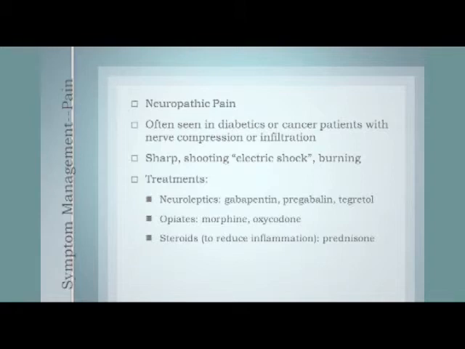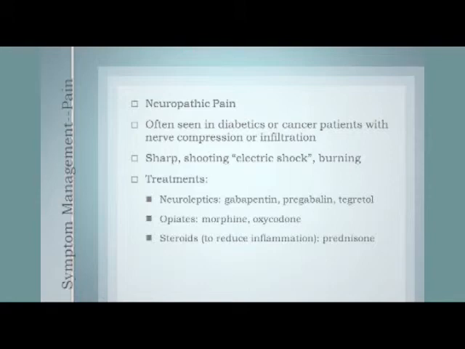Neuropathic pain is often seen in patients who have diabetes, or cancer patients with nerve compression. It's the same kind of idea. Also, phantom limb pain is a nerve issue. It tends to be described as a sharp, shooting, electric shock, burning type of pain.